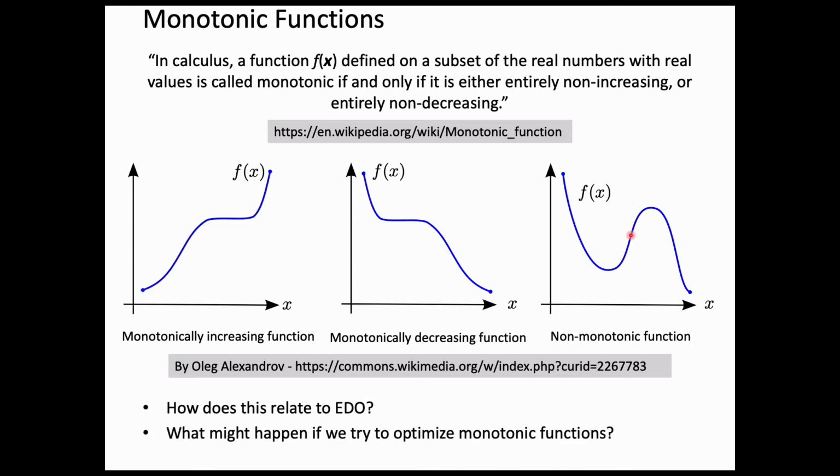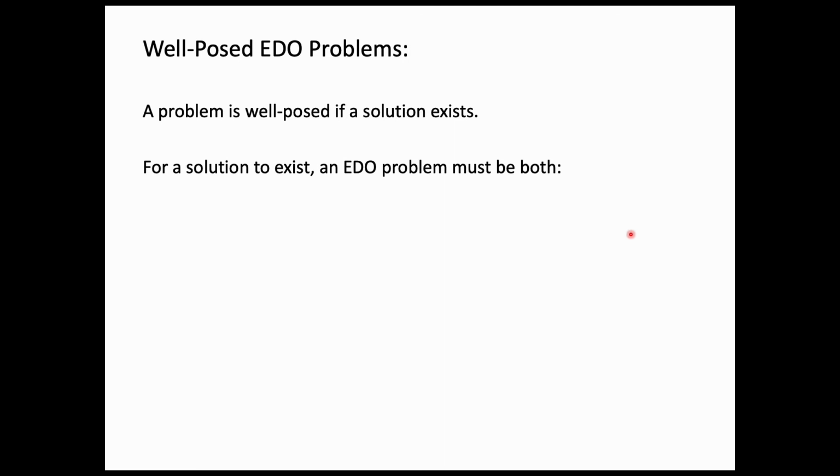How does this relate to engineering design optimization? And what might happen if we try to solve an optimization problem involving monotonic functions? Let's talk about monotonicity in engineering design optimization. In a recent lecture, we talked about well-posed engineering design optimization problems, and this requires that a solution exists. There are a few important elements or requirements to be satisfied for a solution to exist.